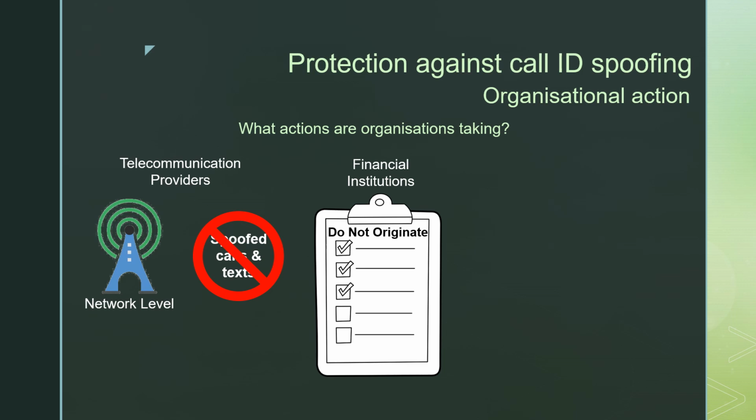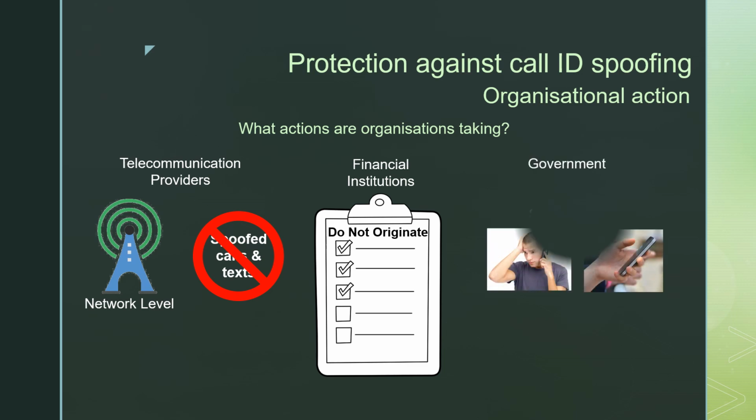This means that the bank's customers can call the bank's inbound number, but if a spoofer was to use one of the numbers on that list, the call will be blocked from a network level. Governments have services available such as ScamWatch in Australia, where individuals can report spoofing and other scams. These services can provide support for individuals affected by spoofing and other scams.